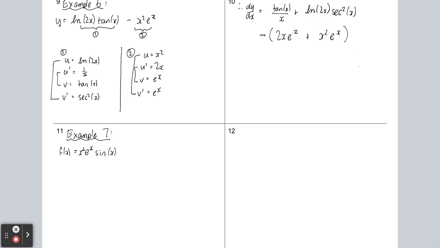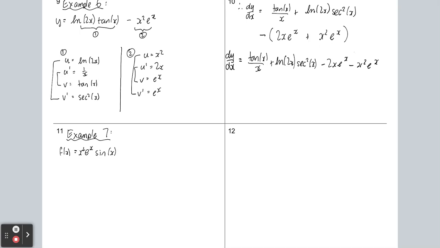So that gives us, I might put dy by dx over to the side again so I've got a little more room, dy by dx is equal to tan x over x plus ln of 2x sec squared x. You could convert to 1 over cos squared x if you wanted to. Minus 2x e to the x minus x squared e to the x. And that's basically it. You could possibly simplify this further if it was useful. I can't see how it would be particularly useful in this one, but nevertheless, that's the way you do it.